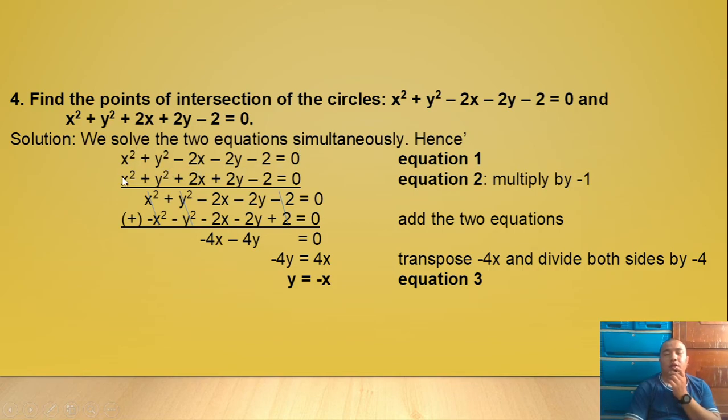To eliminate x squared and y squared, multiply equation 2 by negative 1. It becomes negative x squared minus y squared minus 2x minus 2y plus 2. So those cancel. Adding the equations, we get negative 4x minus 4y, and the negative 2 and 2 cancel, equals 0. So negative 4y equals positive 4x. We divide both sides by negative 4, y equals negative x. So that is our equation 3.